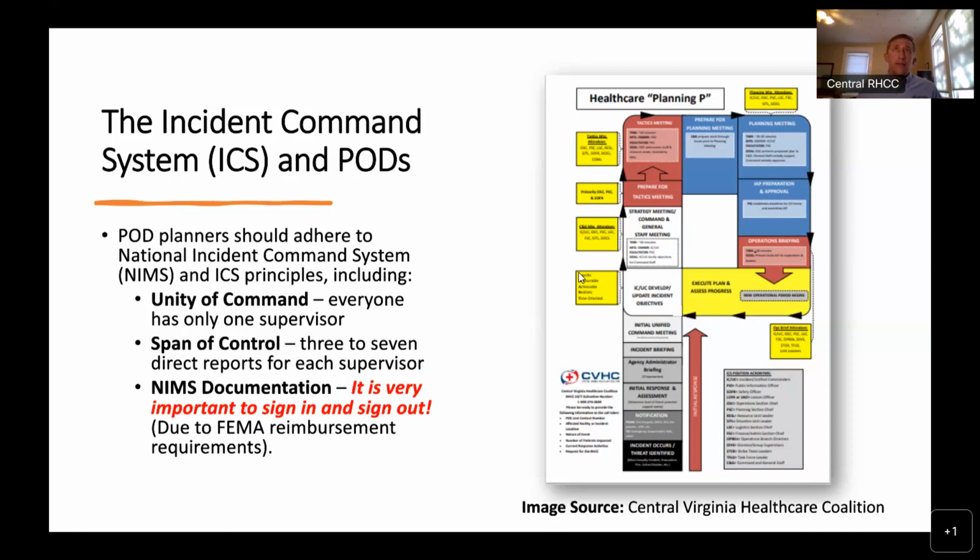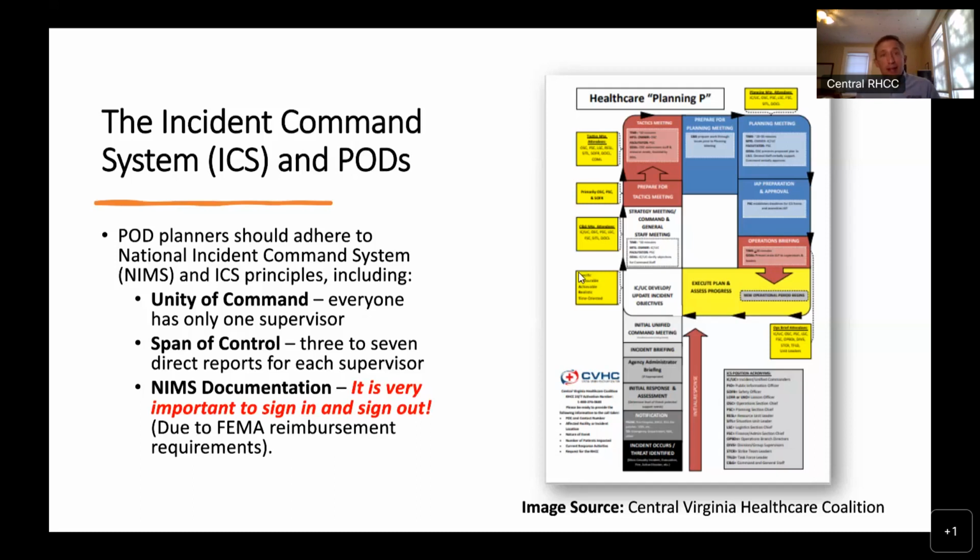In the case of Richmond City, they also provided lunches for us. And that's really important because we need to be able to feed our pod staff. So they need to be reimbursed for that. And the way that that happens is that they submit reimbursement to FEMA. And in order to do that, they need to provide certain NIMS and ICS documentation. NIMS is the National Incident Management System. And that's required before FEMA can provide reimbursement.